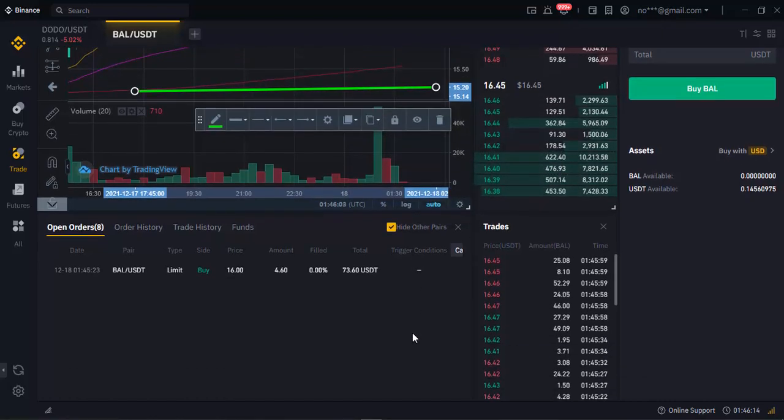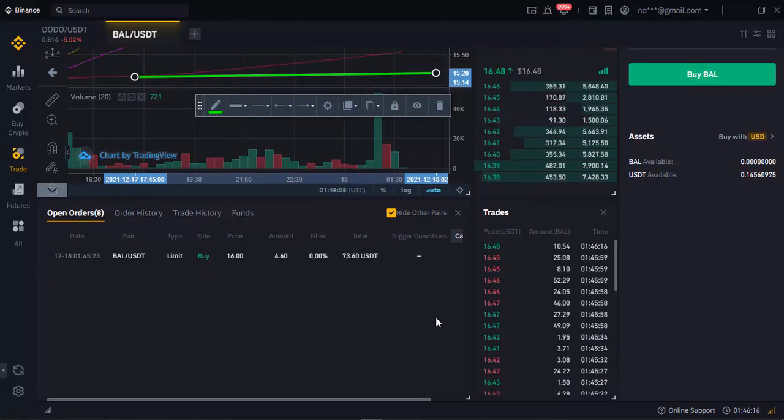Now the difference here is that this limit order doesn't execute immediately, just like the market order. So the limit order type is going to wait on the open orders. When you come down here, you see the words open order. This is the pair BAL/USDT. The type of the order is what? Limit, and the side is what?